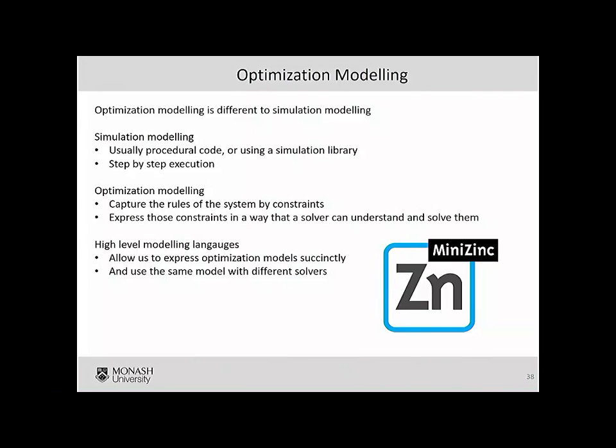Optimization modelling is usually quite different from simulation modelling. In simulation modelling, you typically write procedural code. We have a simulation library, which is procedural in itself, because we're basically saying, this happens, and then this happens, and then this happens. The problem is that we make lots of greedy decisions in our train example. We make decisions like, now this train can go, it goes, and now it's gone, and it's taking its track for wherever it's going. In optimization modelling, we capture the rules of the system by constraints, and then we have to express those constraints in a way that a solver can understand them.